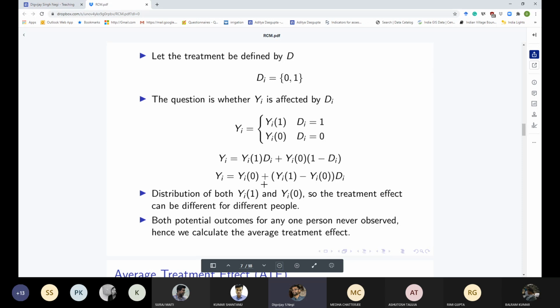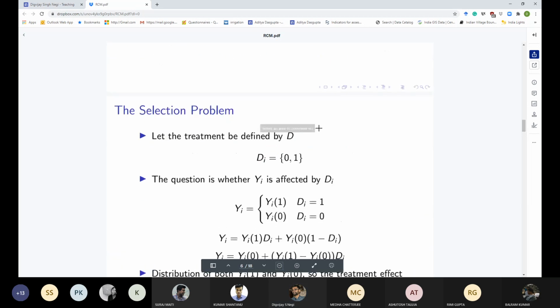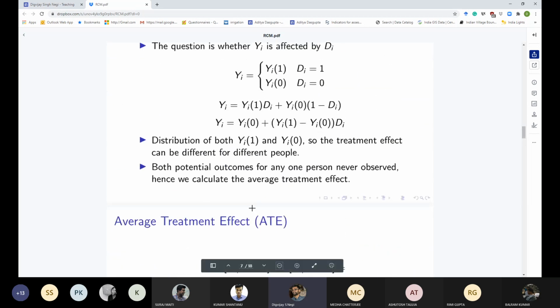If you would have observed these two for each individual, you could have seen the whole distribution of treatment effect. How is treatment effect defined here? Treatment effect is defined as this difference: the potential outcome under treatment minus the potential outcome under control. So this is the treatment effect. Notice that it's defined for each individual. But we don't observe both of these for the same individual, right? We will observe only one of them. And so what we can calculate are the average treatment effects. We cannot calculate the treatment effect for each individual.